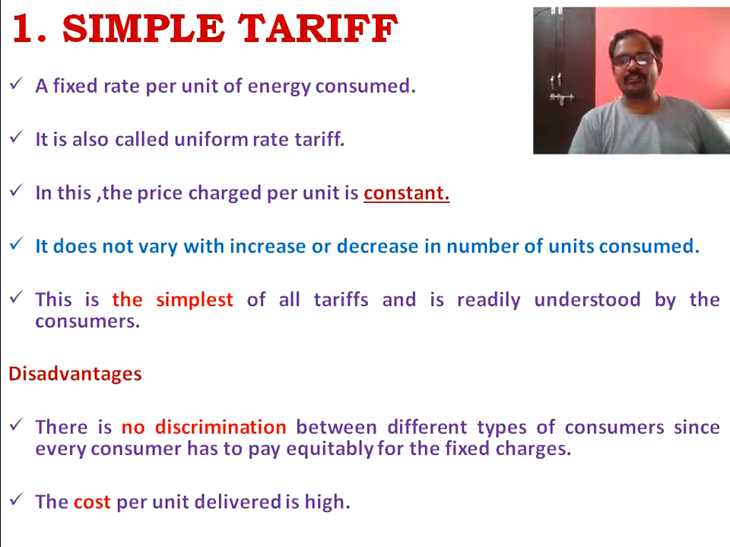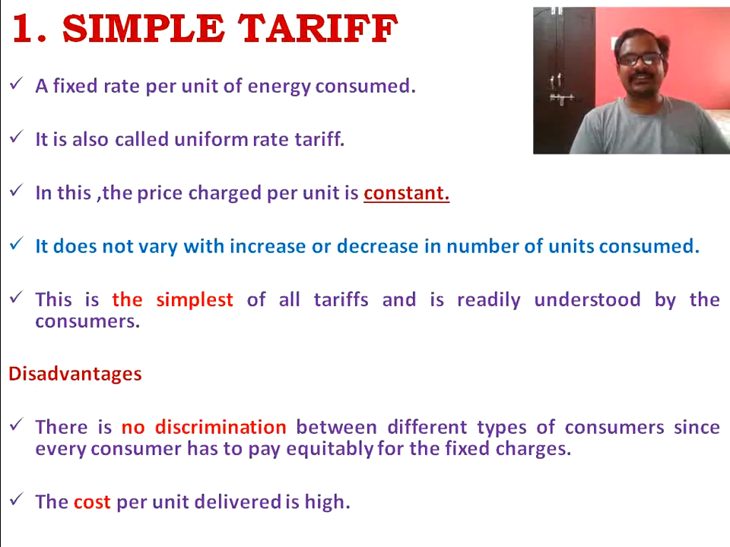Simple tariff. What is meant by this simple tariff? Here a fixed rate per unit of energy consumed. It is also called uniform rate tariff. So here the price per unit is constant, which means if I consume 100 units, they will mention that the cost of 1 unit is 5 rupees. So 100 into 5 will be 500 rupees. If I consume 1 lakh units, 1 lakh into 5 rupees will be 5 lakh rupees.